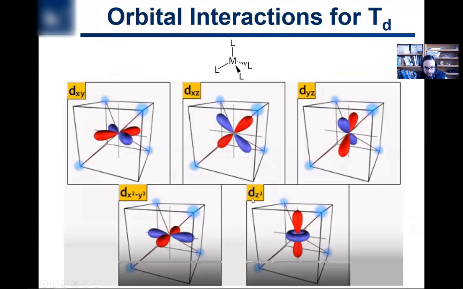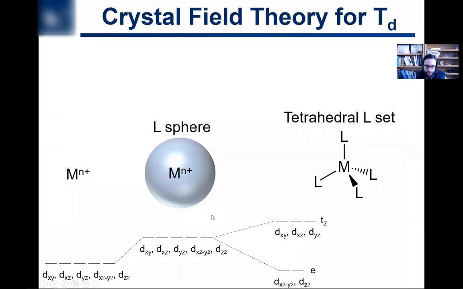When you look at the x squared minus y squared and dz squared in these cases for tetrahedral, these e orbitals are not really interacting much at all. They're pretty far away compared to the T2s. And so you have more direct interaction between the ligands and the d orbitals here. So that's why these 3 T2s are higher in energy, and why your 2 e orbitals are lower in energy for a tetrahedral environment. Okay, so we can write the splitting now. Here are your 2 e's, your 2 lower energy ones, and here are your 3 T2s. We can call this delta T.